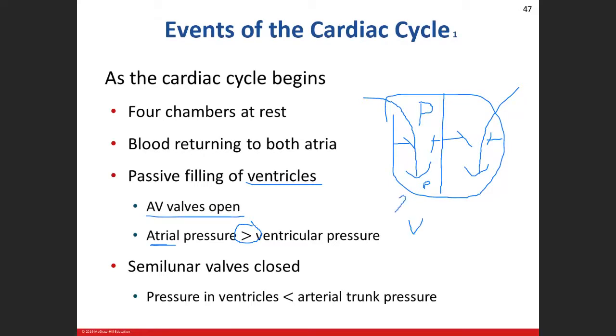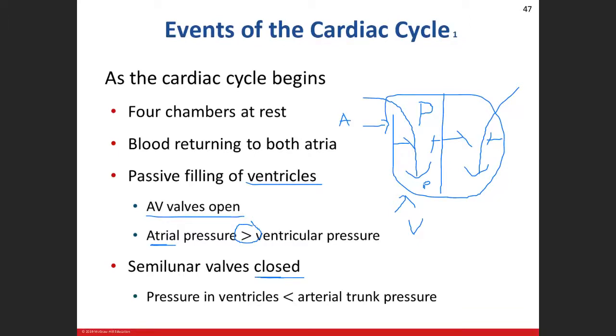Okay, in case you weren't sure, these are the ventricles down here. These are the atria up top. That's what we're seeing. Okay, so that's at rest. So we're starting to fill the heart up. And at the same time, our semilunar valves are closed. So those valves are closed.